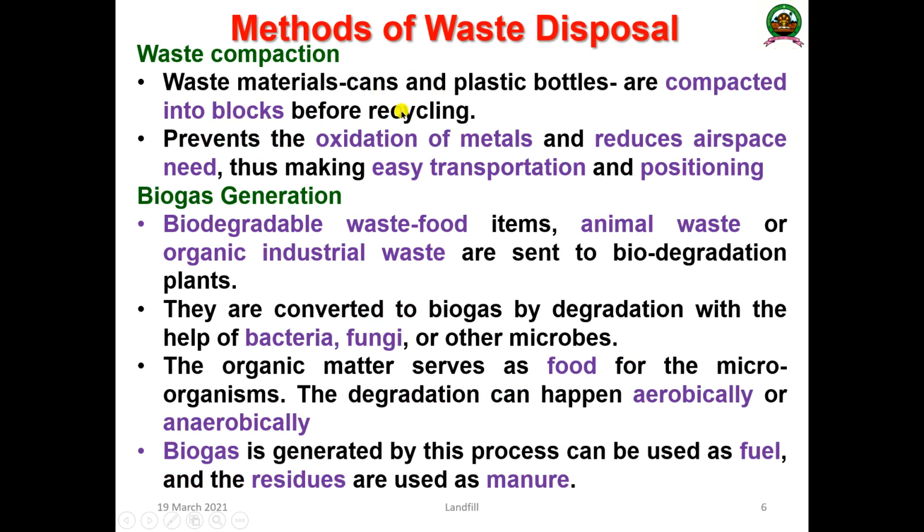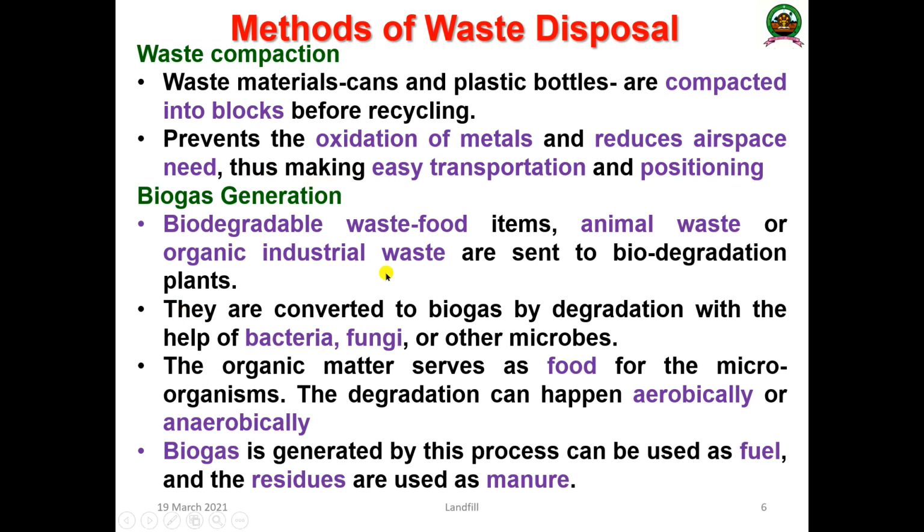The waste materials such as cans, plastic bottles, etc. are compacted in blocks before recycling. The waste materials are dumped and compacted in the form of a block, and that prevents the oxidation of metals and reduces airspace need. It can reduce the airspace that is required, thus making the transportation easy, and the positioning of the waste is also easy. The next one is biogas generation.